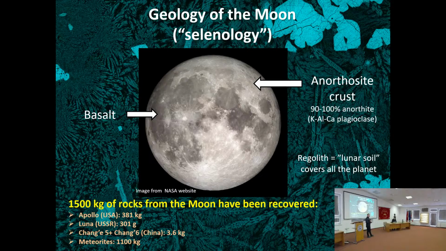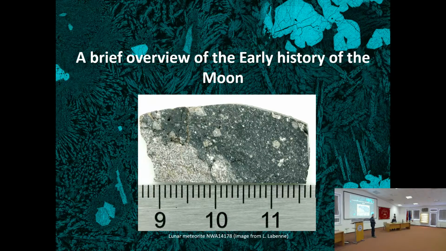The thing is, we don't know much about the moon. We don't have many samples. In fact, only 1,500 kilograms of rocks, from the Apollo missions, the lunar Soviet missions, the new Chinese missions, but most of it, it's meteorites. So let's have a look at the early history of the moon, how it formed, how it evolved.